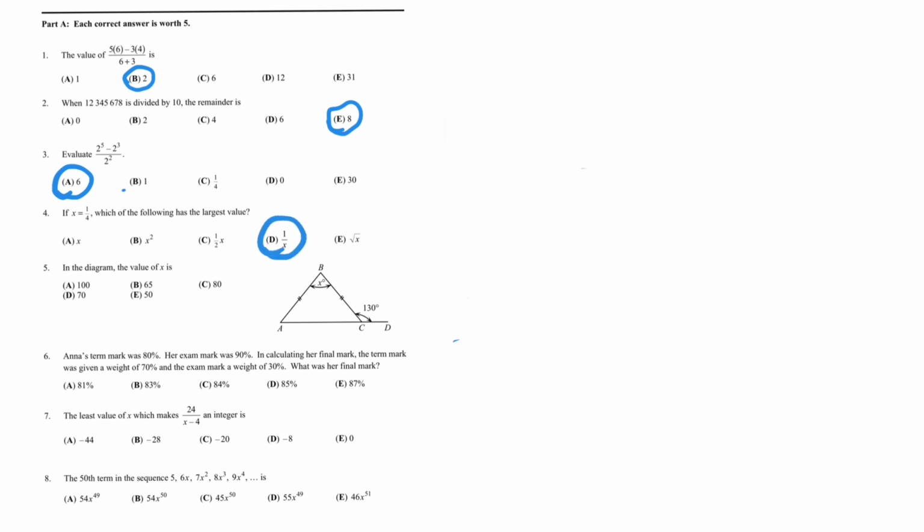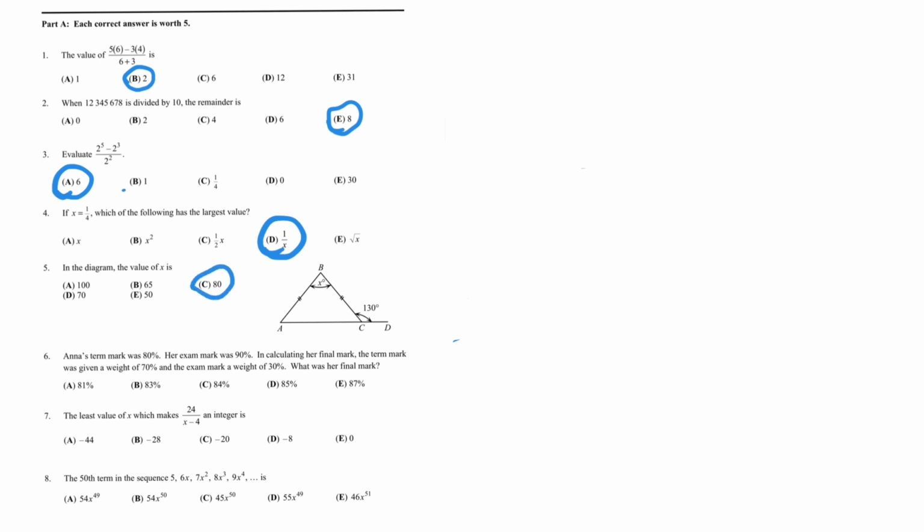Number 5. In the diagram, the value of x is? Angle BCD is 130, and angle ACB is the supplementary angle of angle ACD. Their sum is 180, so here it is 50. The tick marks tell us these two sides are equal, so angle A is also 50. The sum of the interior angles of a triangle is 180, so x is 80. Therefore, the answer is C.